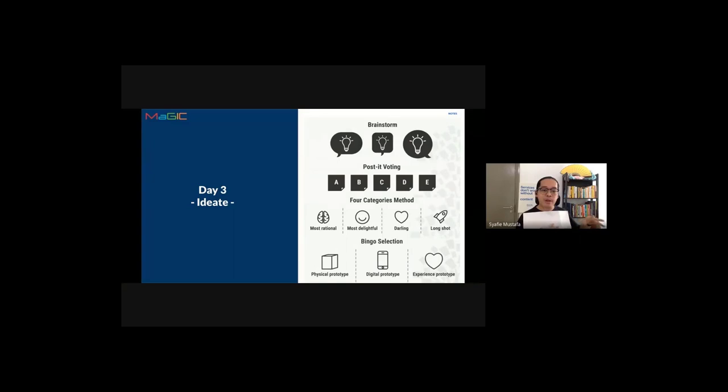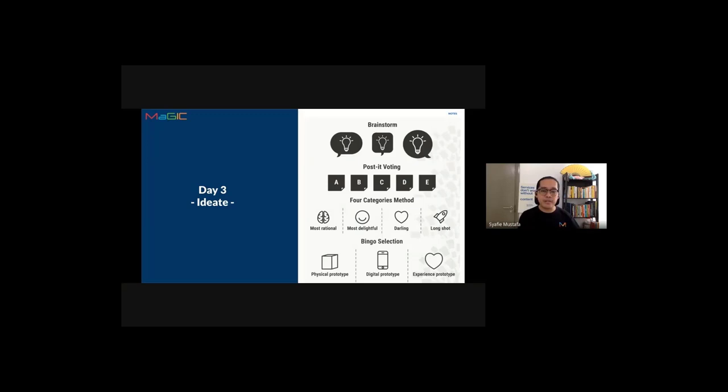So in terms of how you categorize them, you need to reach an agreement: most rational, most delightful, darlings, and long shots. Darling is probably the top one. If I were to put them into a pyramid, darling would be the top. The long shot will be at the bottom because it requires the most resources, the most time, your concentration. Long shots, you put in the back burner, before you go into the next prototyping stage.